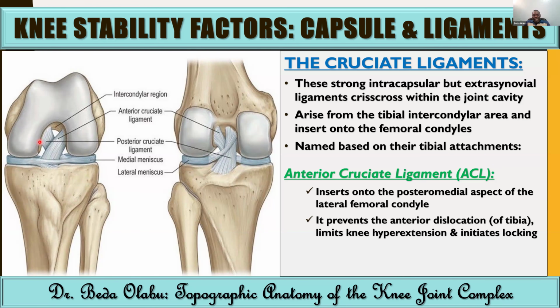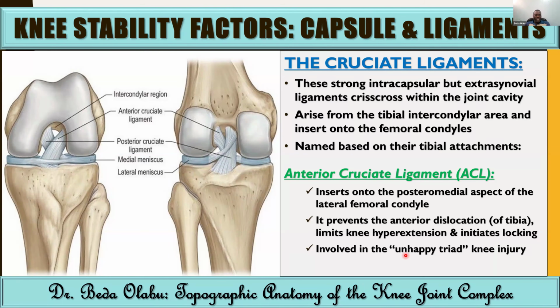As an individual extends their knee joint, the ACL becomes tense. And for that reason, we can also say that the ACL prevents knee hyperextension. Extension of the knee is limited, by the way. From a neutral position, most people can only do maybe 5 to 10 degrees of extension, so not so much because of the ACL. Another important thing is that the ACL initiates the mechanism of locking. We'll talk about locking shortly when we discuss movements of the knee.